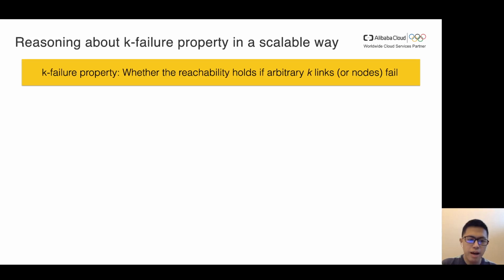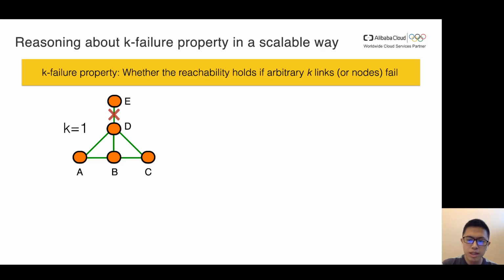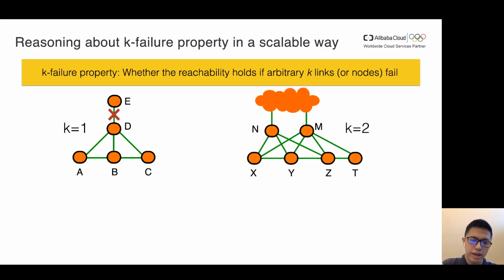Let me show you two examples to illustrate what the k-failure problem is. In the first example, k should be 1, because if the link between D and E fails, the original reachability no longer holds. In the second example, k is 2. This is because if these two links fail, the reachability is violated.